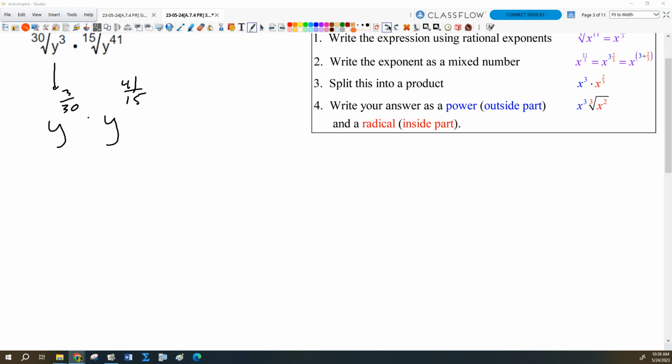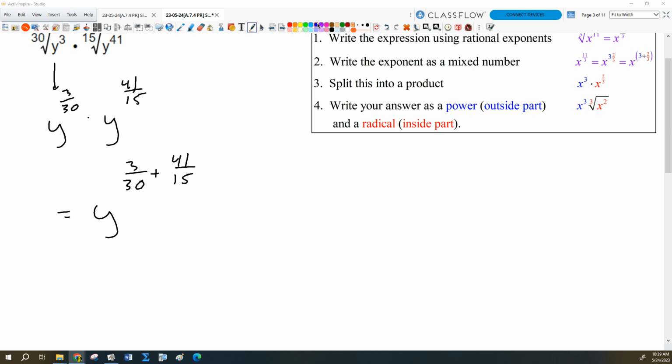So this is going to equal y to the 3/30 plus 41/15. Well, we're going to have to get a common denominator when we add the fractions. What's our common denominator going to be anyway? It's going to be 30, right? So, you could reduce this, but you're going to have to turn right around and convert it back to a 30 anyway, aren't you? Right? So kind of keep an eye on that.